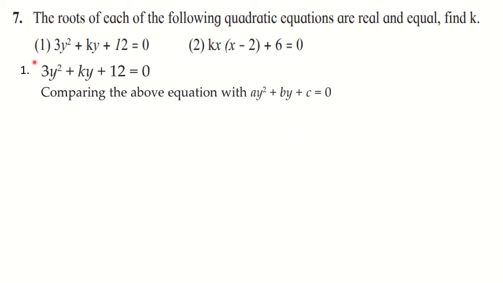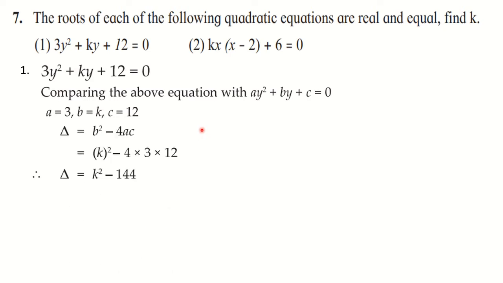So when we compare these two, what we are going to get, a is equal to 3, b is equal to k, and c is equal to 12. So write it down, a is equal to 3, b is equal to k, and c is equal to 12. Then we have to find out discriminant, that is delta, which is equal to 0. So first of all, let us find out the discriminant. Delta is equal to b square minus 4ac. So k square minus 4 into 3 into 12. So the value of delta is k square minus 144.